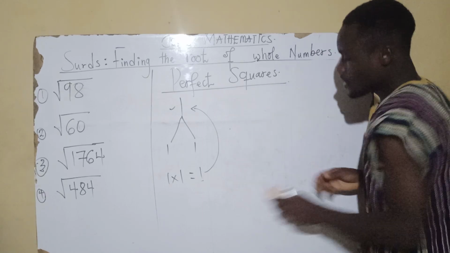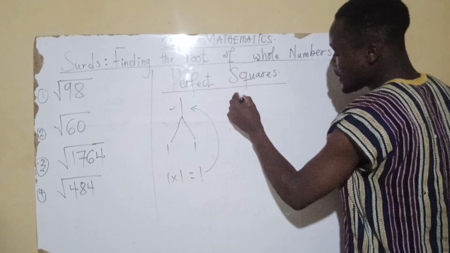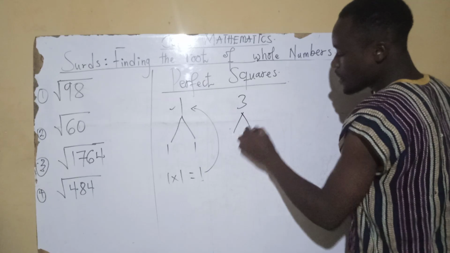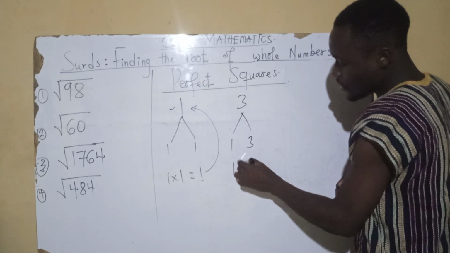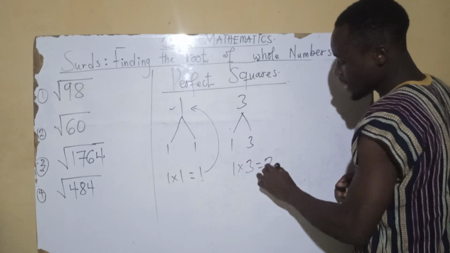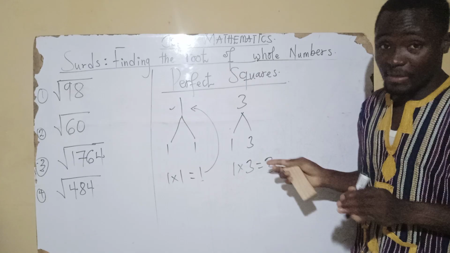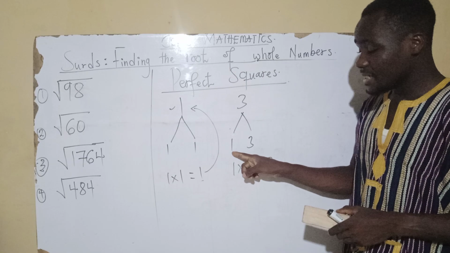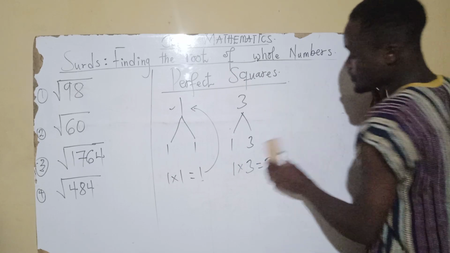So now let's go to the next number, 3. In the same manner, for the number 3, we have 1 and 3. When we multiply 1 times 3, we get 3. But 3 is not a perfect square. Why? Because the elements, this and this, are not the same.